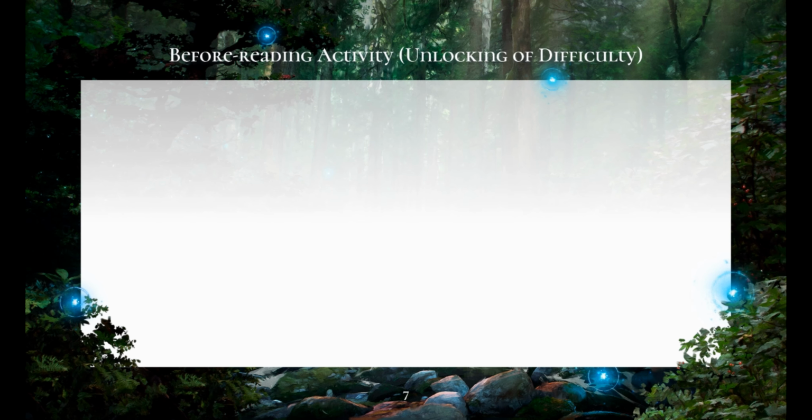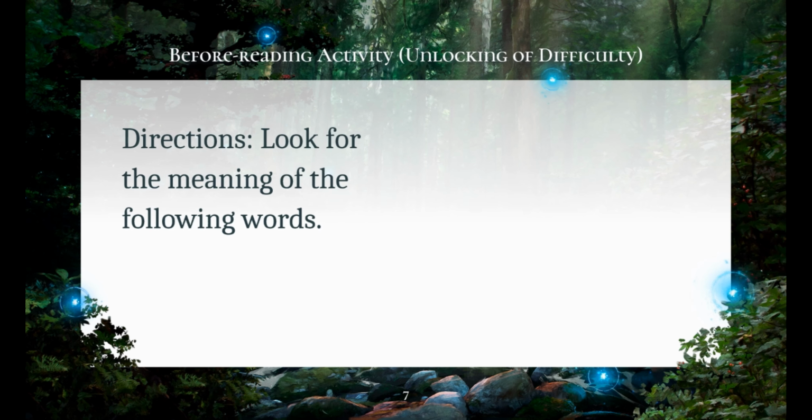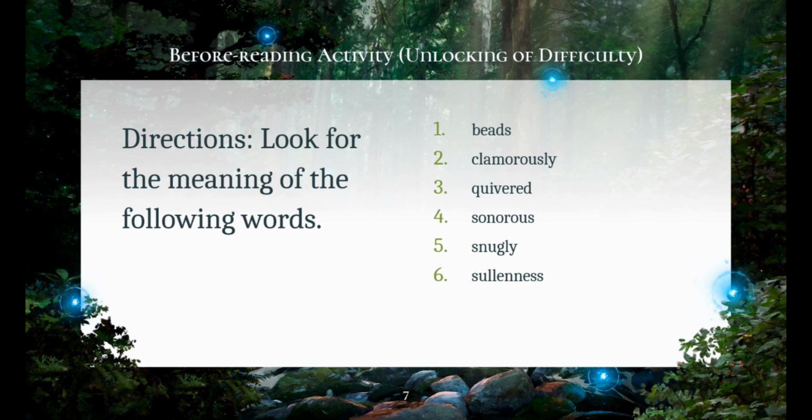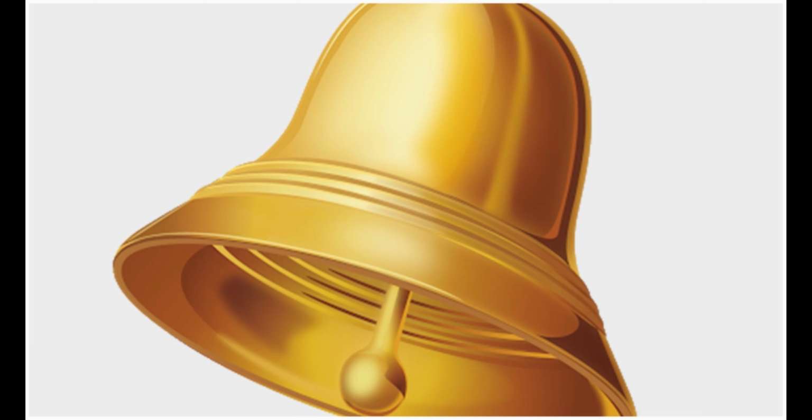Before we go on, let's do a before reading activity, which is unlocking of difficult words. Look for the meaning of the following words. Number 1, beads. 2, clamorously. 3, quivered. 4, sonorous. 5, snugly. 6, sullenness. 7, supple. 8, threshold. You may use a dictionary or search it through the internet. Are you ready? Let's go!